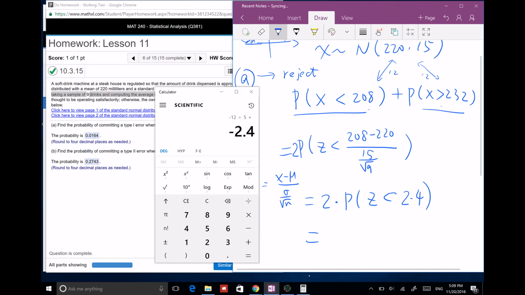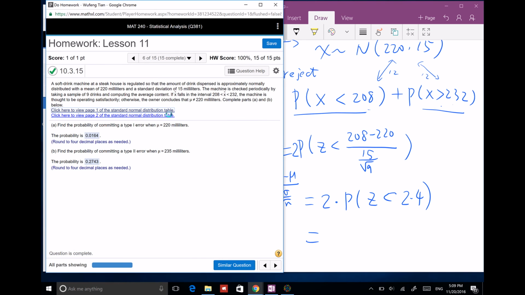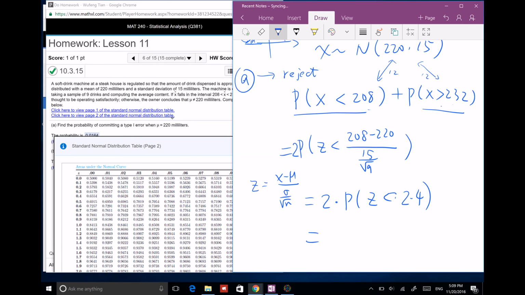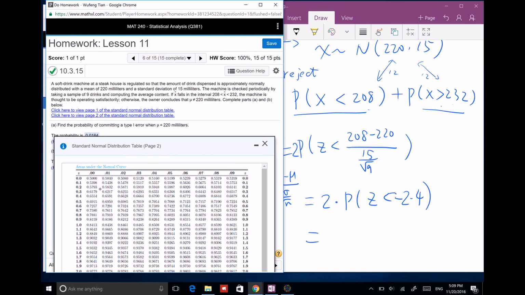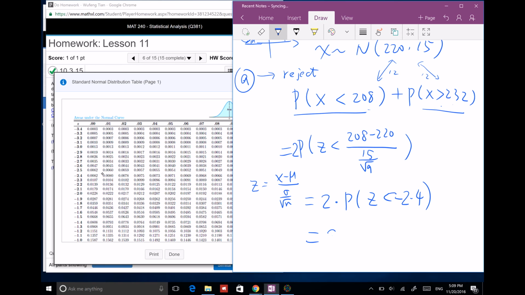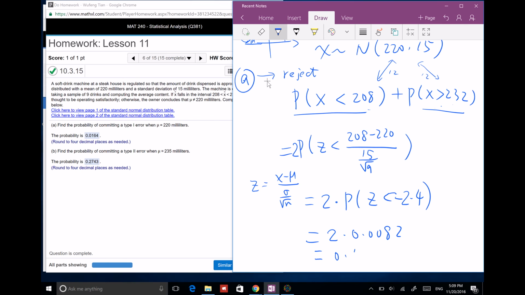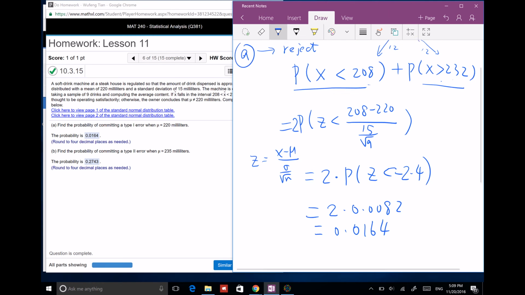The probability of negative 2.4, my bad, negative 2.4 is 0.0082. Then 2 times 0.0082, so the probability is 0.0164. That's how I find this one.